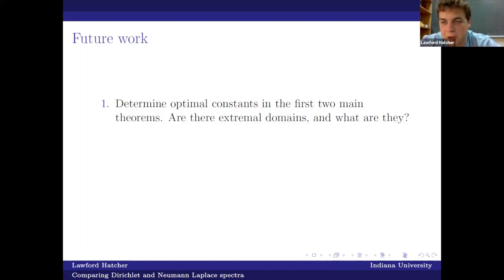And a corresponding question that comes out of this is, are there extremal domains for these things? And if so, what are they? In other words, are there extremizers of N1 of omega divided by the isoperimetric ratio? So are there maxima and minima? Because for convex domains, these are bounded above and below by some universal constants.